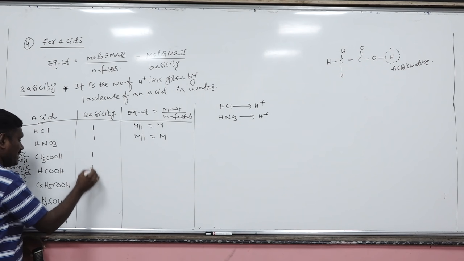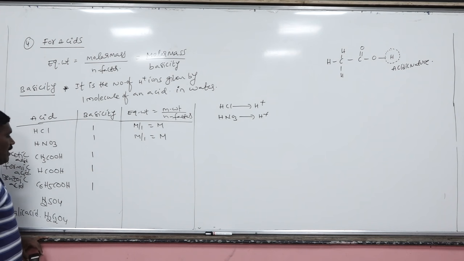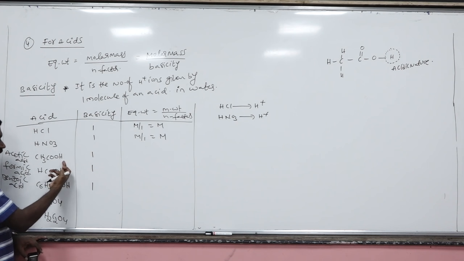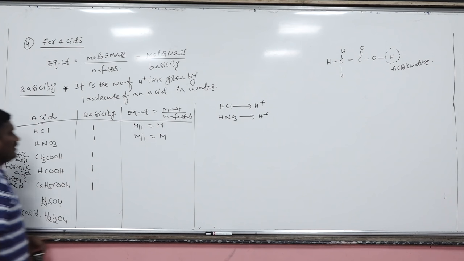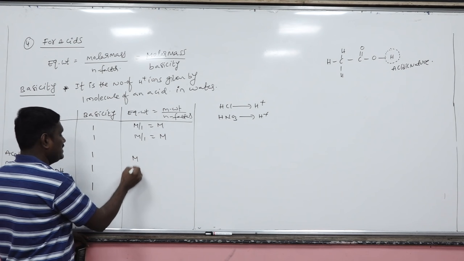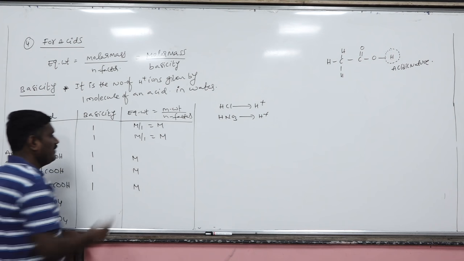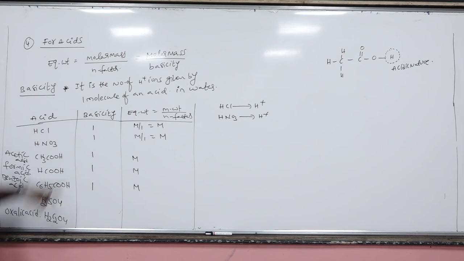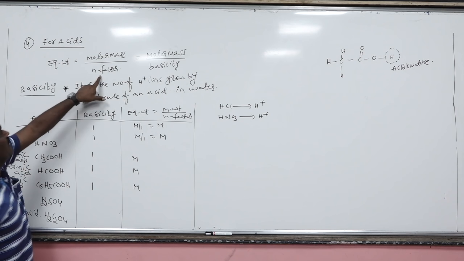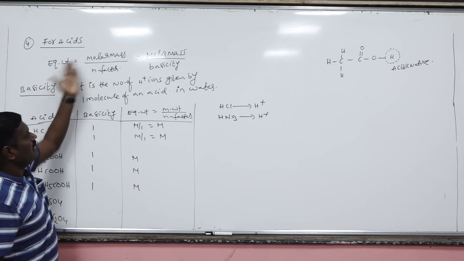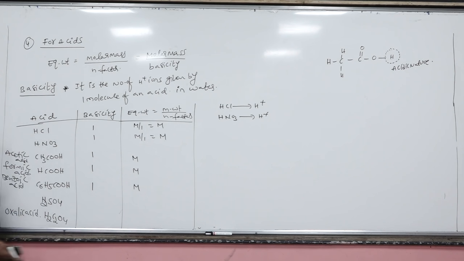Here also formic acid, here also benzoic acid. All are mono because they give only 1 H plus, just like acetic acid. Formic acid also has basicity 1, benzoic acid also has basicity 1. Now when basicity is 1, when the n factor is 1, equivalent weight and molecular weight are both the same. Are you getting my point?